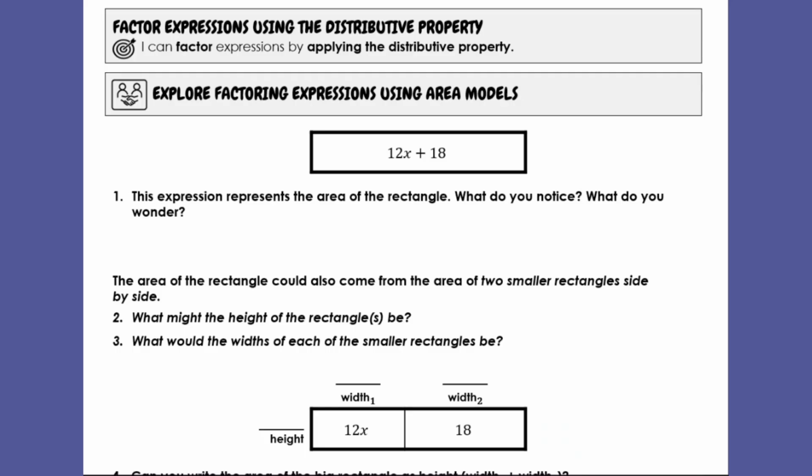Today's lesson is about factoring expressions using the distributive property. So our learning target is I can factor expressions by applying the distributive property. The distributive property is not something new in 7th grade. It's something that's been taught in elementary school and in 6th grade.